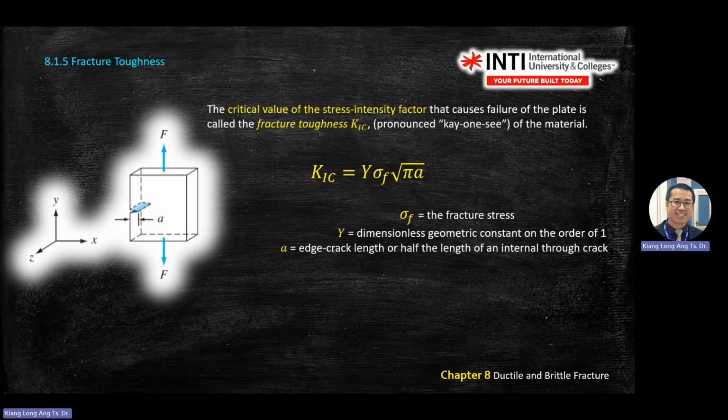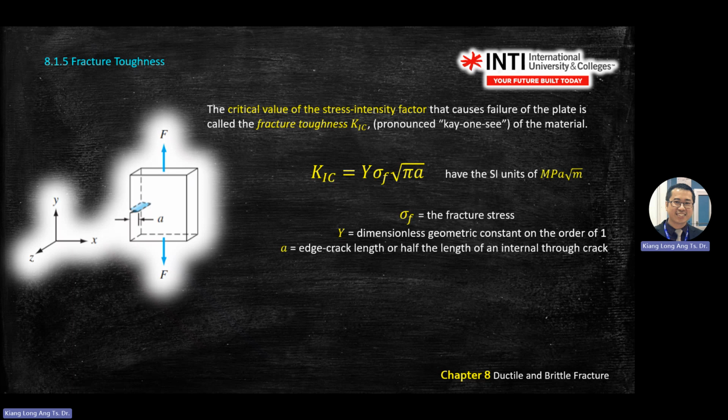If the question asks you KI, or type 1 crack propagation, or mode 1, then you use the applied load. If the question gives you the failure value already, it gives you a failure stress, then there is a very high chance you need to use this equation.